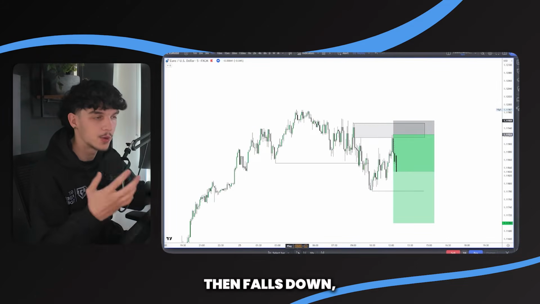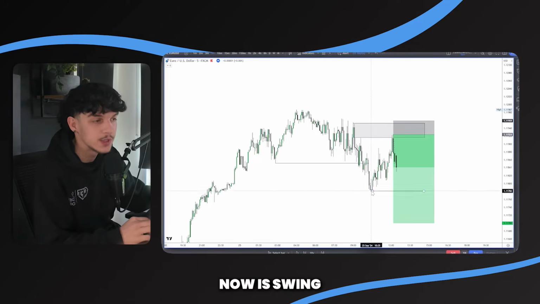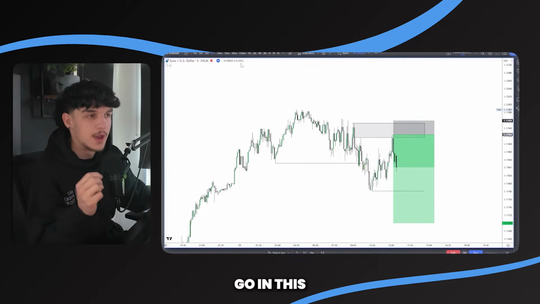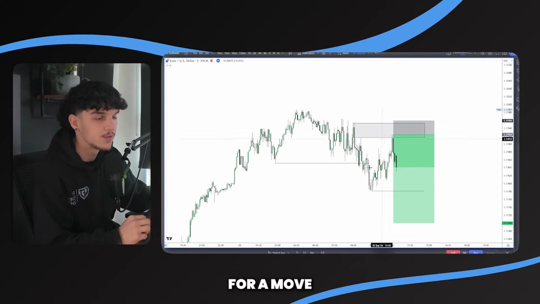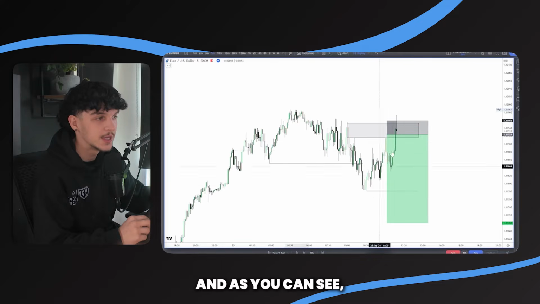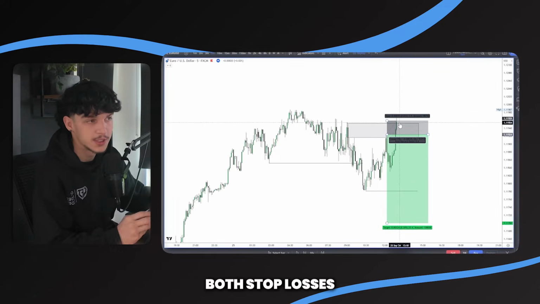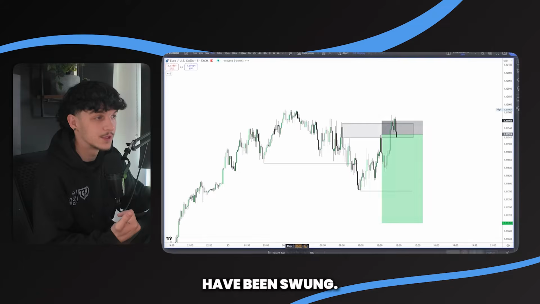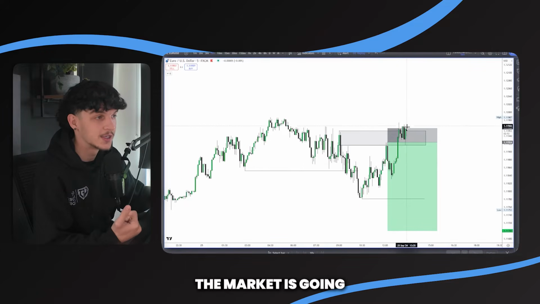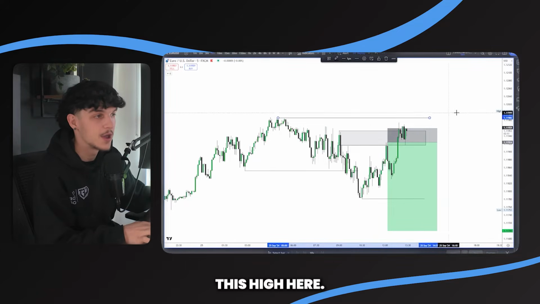The market then falls down, and we're thinking, oh, brilliant, all we need to do now is swing this low. We're on the other side going, this whole bigger picture image, this reaccumulation phase, and then all these shorts are going to get squeezed for a move to the top side. And as you can see, both stop losses in this ideal world have been swung. Now that these levels have been swung, ideally the market is going to run higher and break this high here.